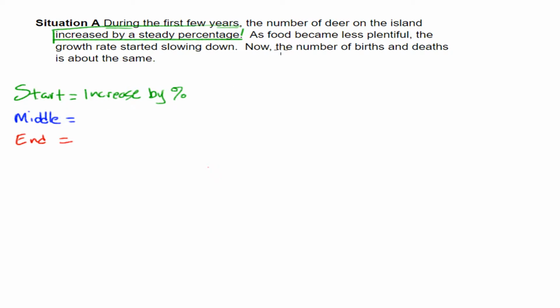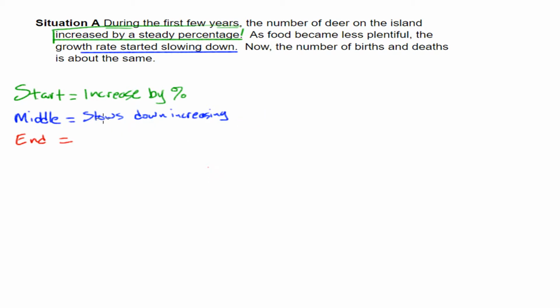Next, we're going to look for the middle. So the food becomes less plentiful as things go on. The growth rate starts to what? Slow down. So here I should grab my blue. So my growth rate actually slows down in the middle. Slow down, increasing. So this is just going to be less steep. Instead of going up like this, maybe it'll be going up like this.